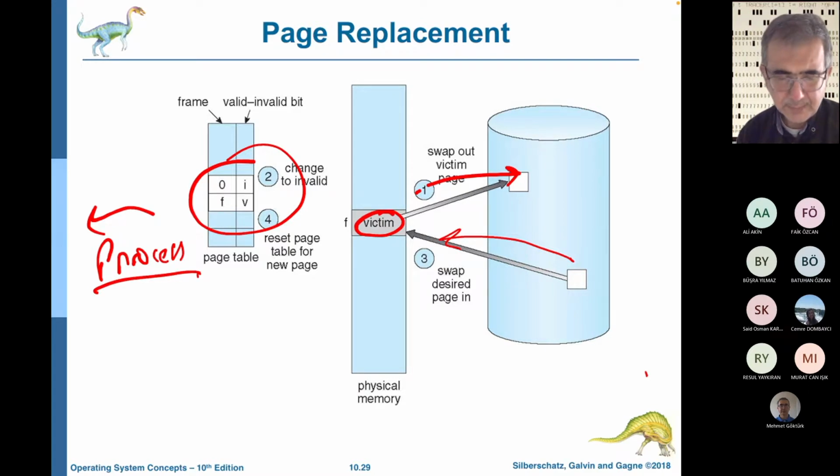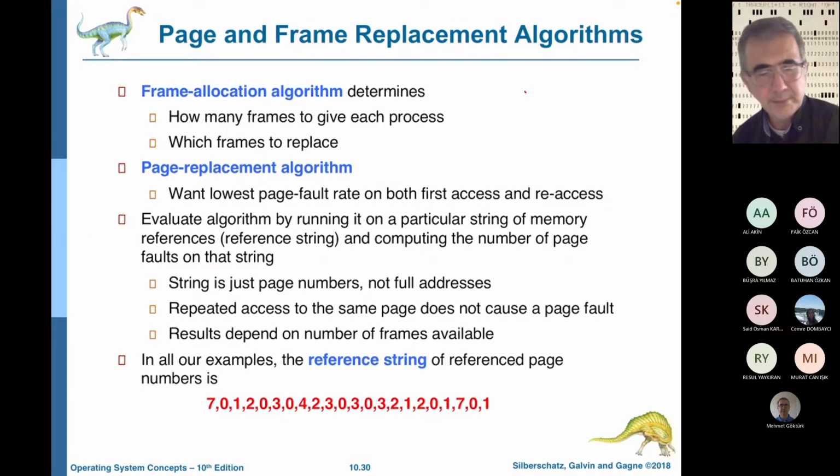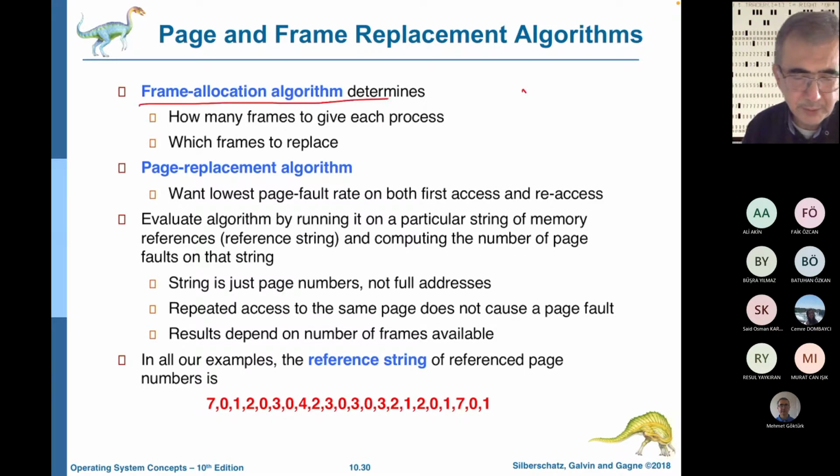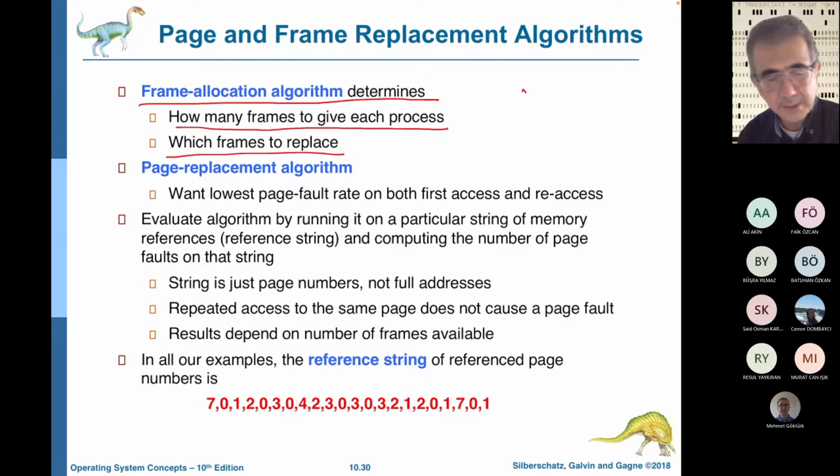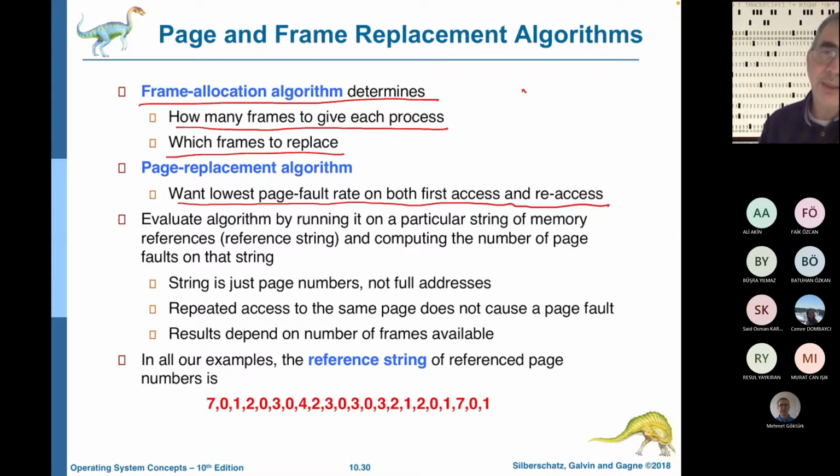Well, how do we do it? There is an algorithm for frame allocation. The frame allocation algorithm determines how many frames to give each process and which frames to replace. And the page replacement algorithm looks for the lowest page fault rate on both first access and re-access. We try to reduce the number of page faults.